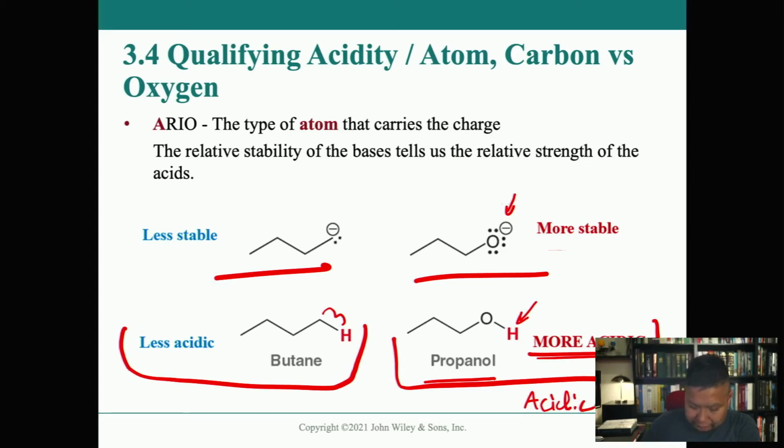So that's the A in ARIO, atom, right? What atom is the lone pair attached to? The more electronegative that atom is, the more likely it is to be stabilizing that negative charge, okay?